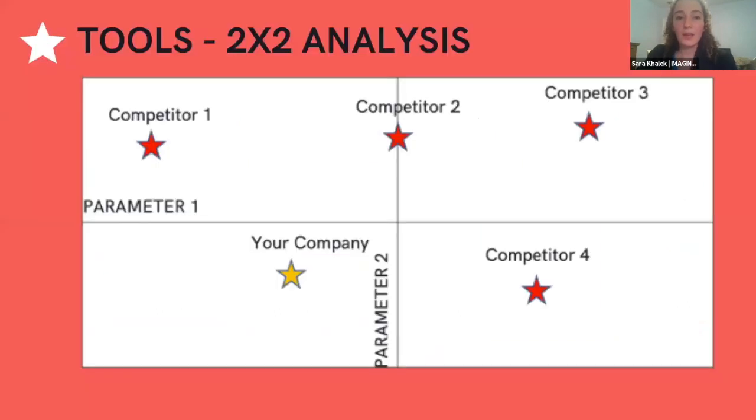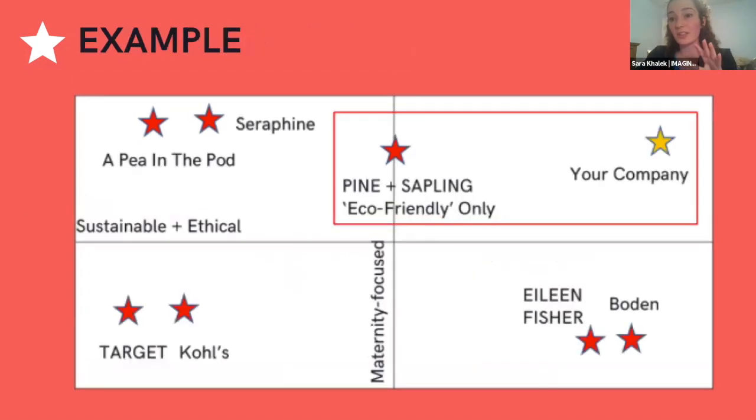No? Okay. Another tool is called the 2x2 analysis. So what you do is on an XY table, you select 2 parameters, one on your X and one on the Y. And you compare your company against your competitors. And I'm going to show you what that might look like for the sustainably sourced fashion clothing company. So I picked 2 parameters. I picked sustainable and ethical as one parameter, and the other is maternity focused.